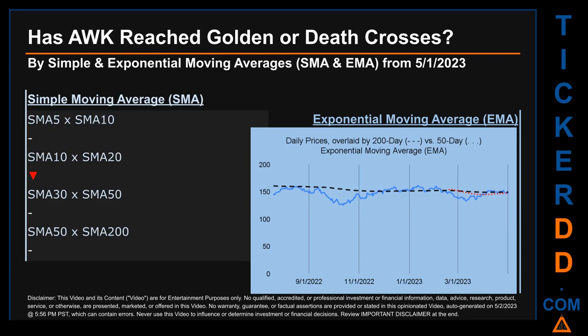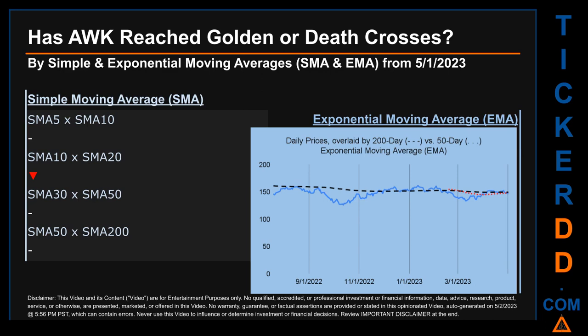Has AWK price reached golden or death crosses? Golden cross and death cross are basic signals that compare average prices across two specified trade day ranges, a short-term versus a long-term range. For example, 5-day versus 10 trade days. Essentially, a golden cross is a bullish signal. It appears when a ticker's short-term moving average crosses above its long-term average. Vice versa, a death cross is a bearish signal when the short-term crosses below its long-term moving average.